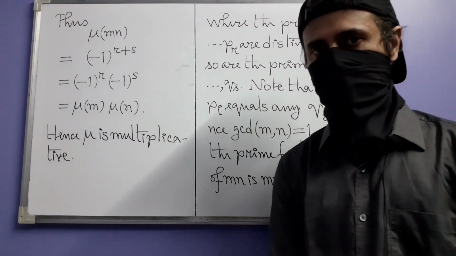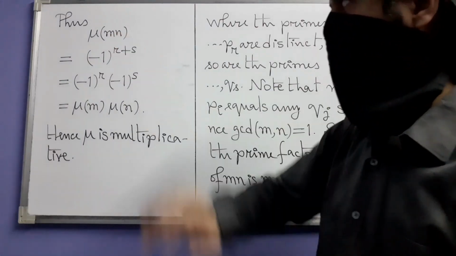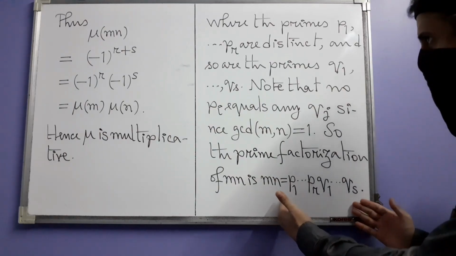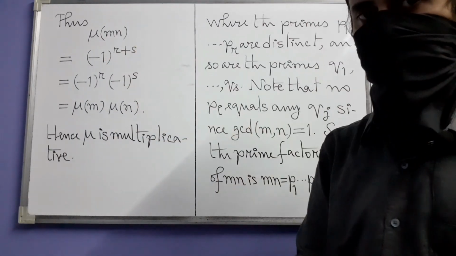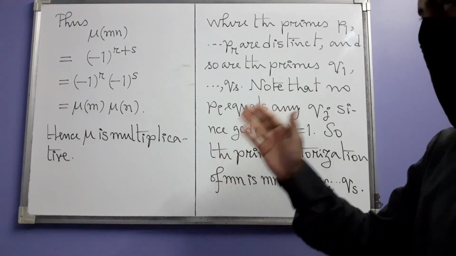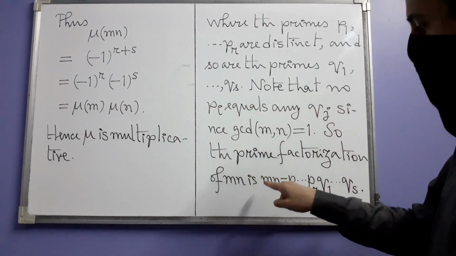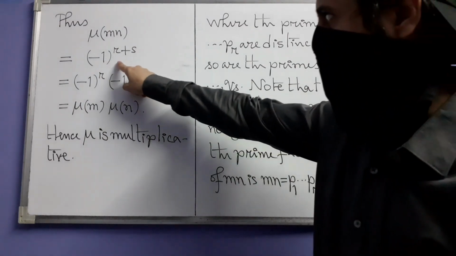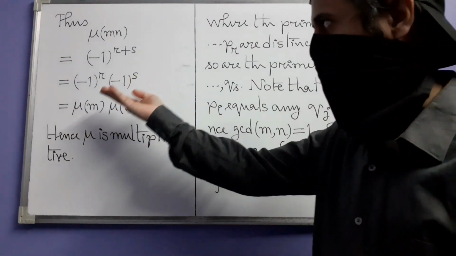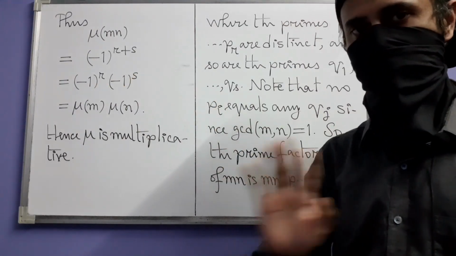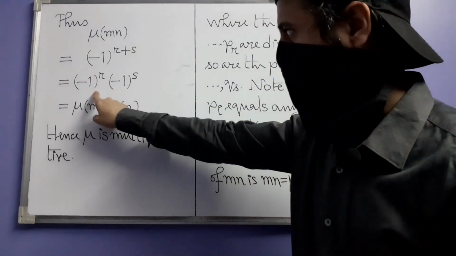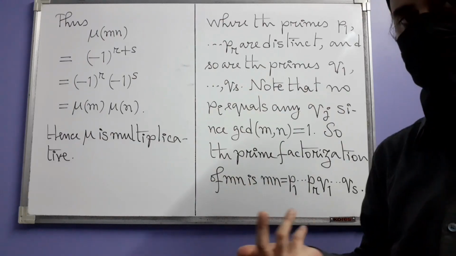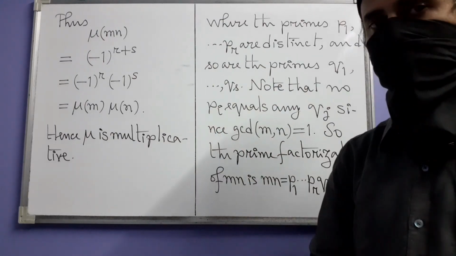So what is the consequence of all this? Now if we calculate mu of mn, with the knowledge that mn has a factorization like this, then obviously the value will be minus 1 to the power r plus s, because just like m and n, mn is also square free and it is a product of r plus s distinct primes. That is equal to minus 1 to the power r times minus 1 to the power s. This, however, is mu of m and this is mu of n. So in this third case also, our claim is true, and that is why the function mu is multiplicative.